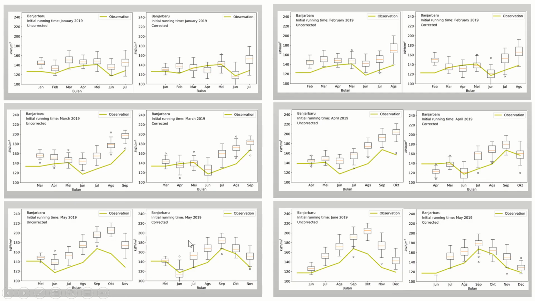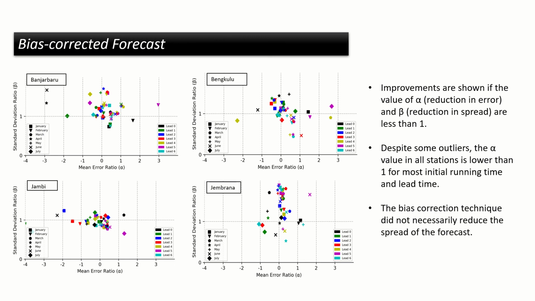April, May, and June. So from the visual inspection only, it can be seen that after the bias correction method, most of the time the ensemble average tends to get closer to the observation value, which is the yellow lines in every graph. So from the visual inspection only, we can expect that maybe the bias correction method did provide better accuracy, but to make sure, we also have to see from the quantitative assessment.